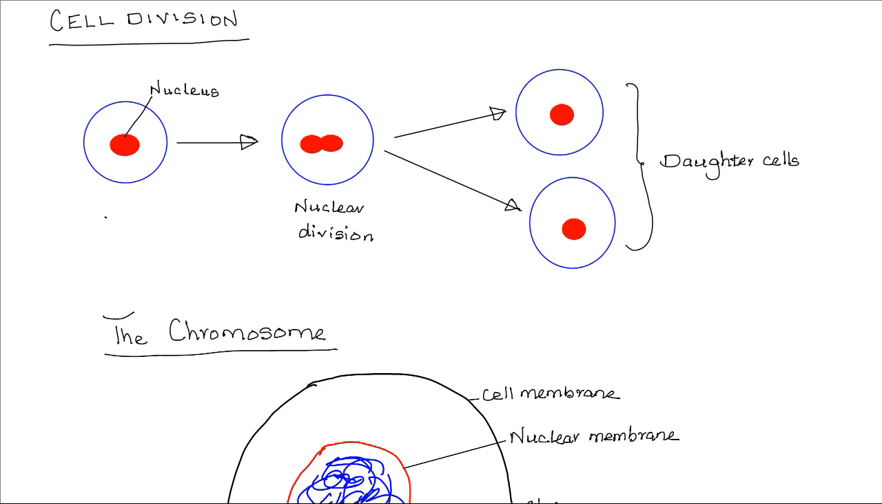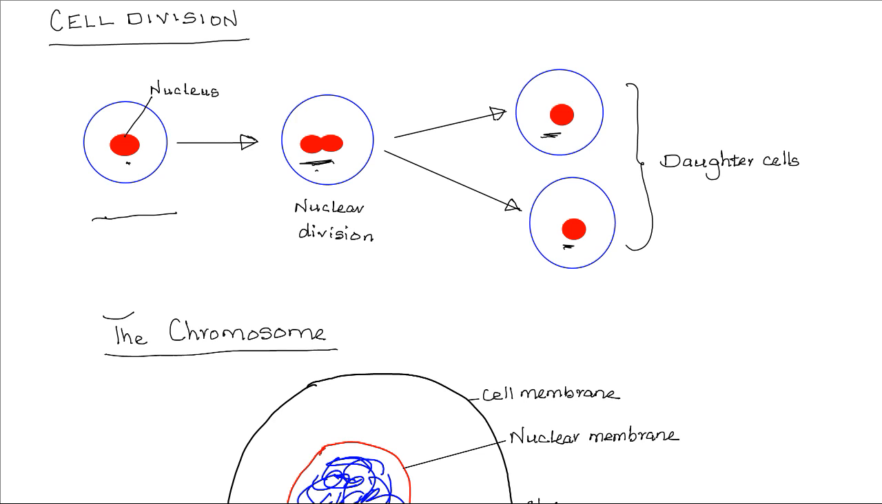So in this particular illustration, this is the parent cell. In the parent cell, there is a nucleus that first undergoes division. So there is a nuclear division. Then the cytoplasm of the cell separates into two, thereby separating the two nuclei into different cells.